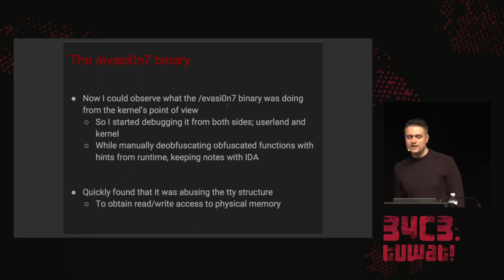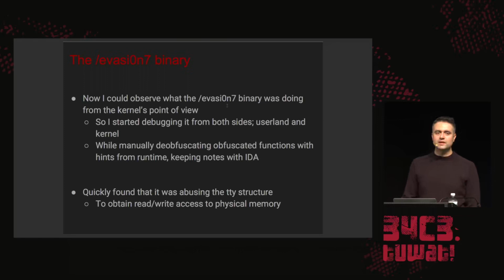Okay, so now I could debug the evasion 7 untethered binary both from the userland side and from the kernel side. And that was good because I was analyzing at runtime, and at the same time I was reversing it in IDA. So the deobfuscation I could do much faster since I was taking hints from runtime. At that point, things started moving fast, and I quickly found that it was abusing the DTrace structure to obtain read-write access to physical memory. That was interesting to me, but I was expecting something else.